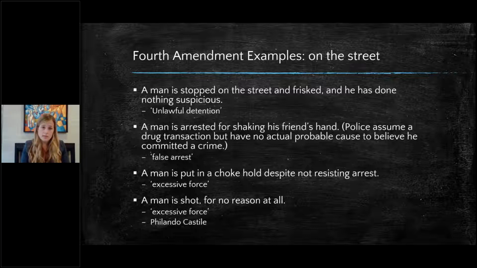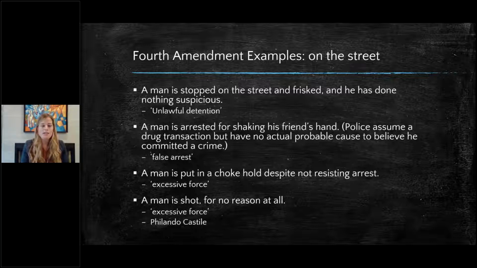So from there, false arrest. This is one of the most commonly known Fourth Amendment violations, a false arrest, someone being arrested even though they hadn't done anything illegal. Real world examples of this are, someone is taken into custody and arrested because he shook another person's hand on a street corner, and the police assume or believe that that was a drug transaction. Sometimes, of course, maybe they're right, but other times they're not right, and the person was just shaking the hand of another person on the street.